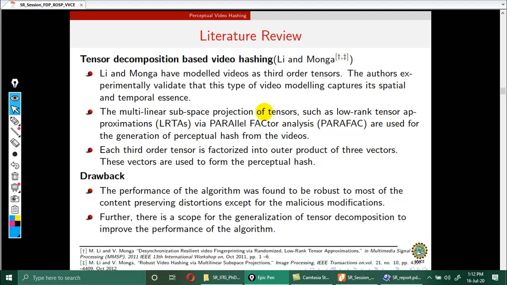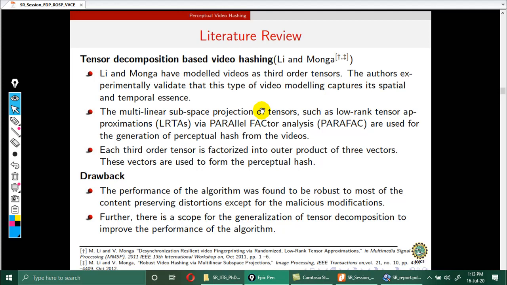Next algorithm, tensor decomposition based video hashing by Lee and Monga. They modeled videos as third order tensors. The authors experimentally validate that this type of video modeling captures its spatial and temporal essence. The multilinear subspace projection of tensors, such as low rank tensor approximations via parallel factor analysis, is used for generation of the perceptual hash from the videos. Each third order tensor is factorized into an outer product of three vectors. These vectors are used to form the perceptual hash.